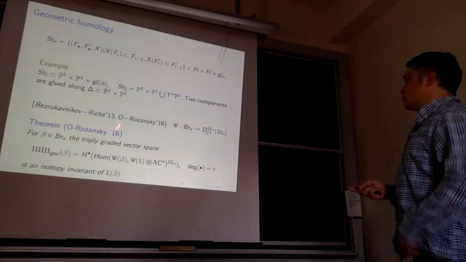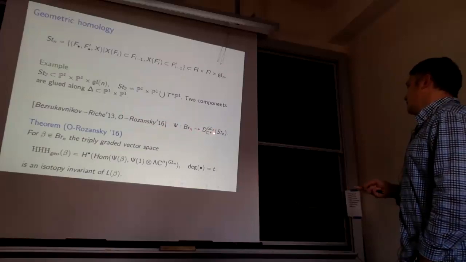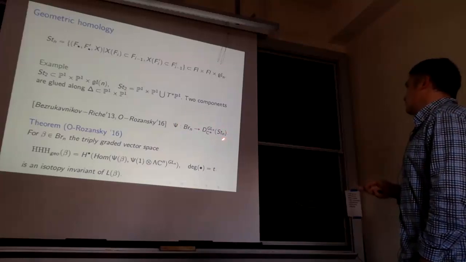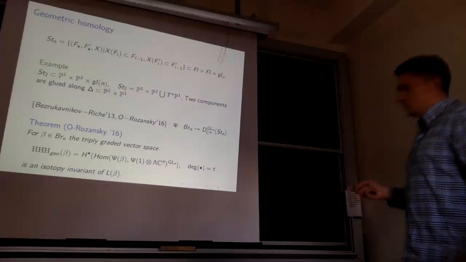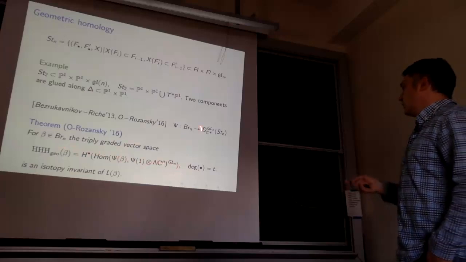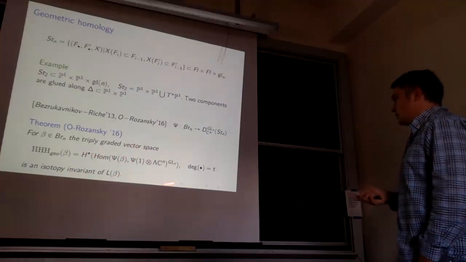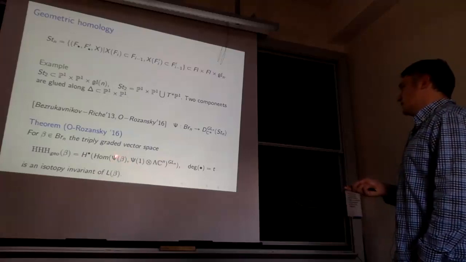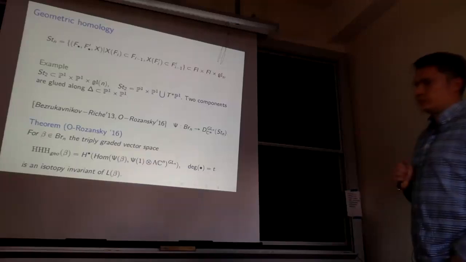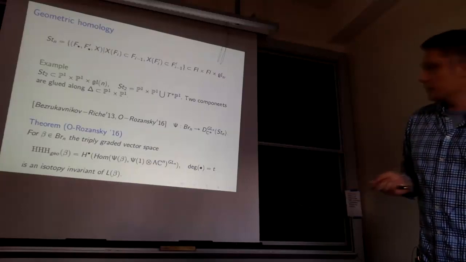What was shown by Bezrukavnikov and Riche, and we proved in a different way in our paper, is that you can realize the braid group inside of coherent sheaves, GL_n coherent sheaves on the Steinberg. And what we show in our paper with Rozansky is that if you take this realization and impose some stability condition, which I will state in a second, that's the first order approximation of Dantzer, you realize the identity braid, and you construct the homology, and that's not isotopy invariant. I'll come back to the statement in a few slides.